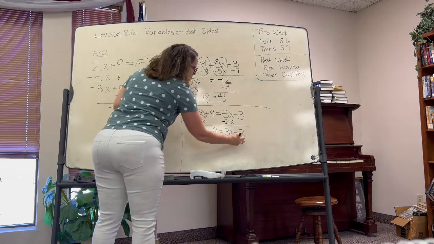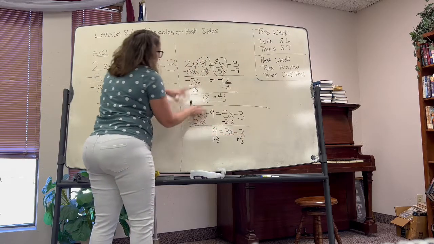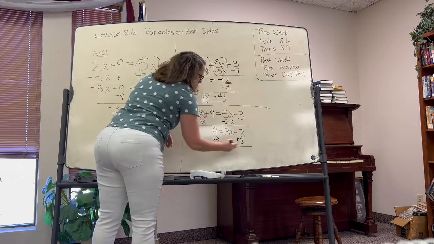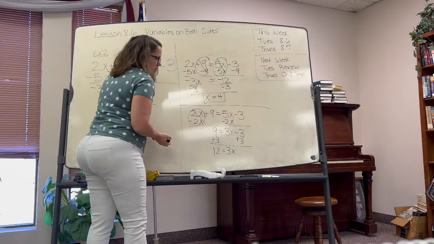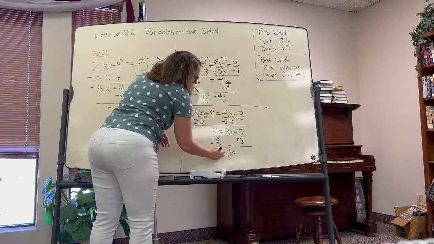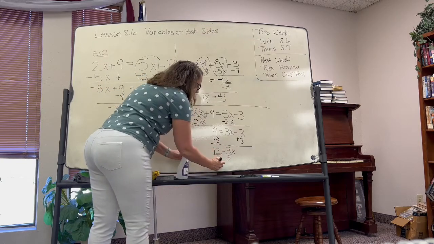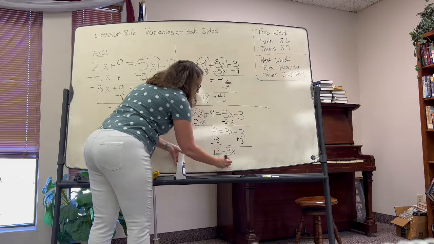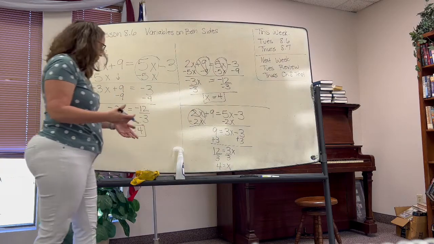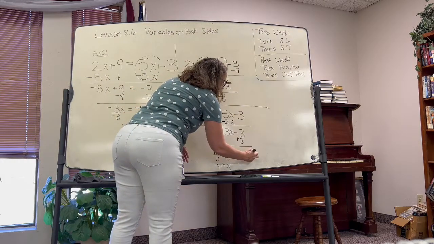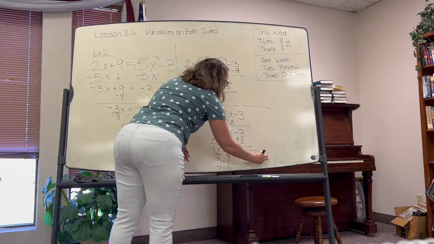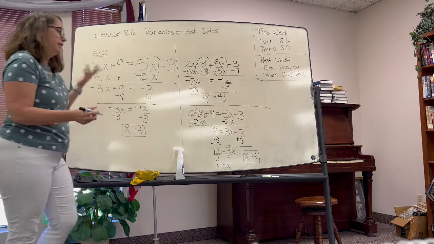And I'm going to add 3 on both sides. I could have done it this shorter way, but I want to show you everything. So I get 12 equals 3x. And then I'm going to divide by 3. And see how I just have it on the opposite side? It says 4 equals x instead of x equals 4. Okay, you always want to rewrite it so that it is x equals 4. That's the correct way to write it. Okay, and that's my answer.